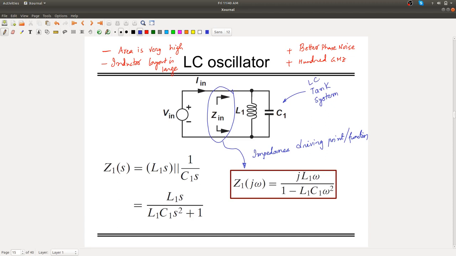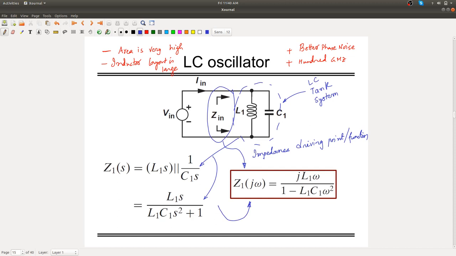This parallel combination is going to give you this thing, right? And going to give you this thing. And if you replace the Laplace operator with j omega, you are going to see this final equation, right?